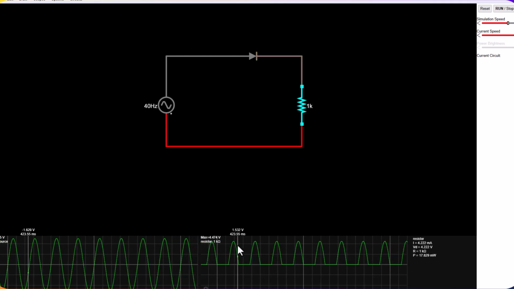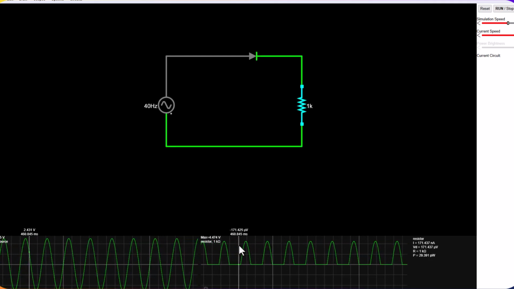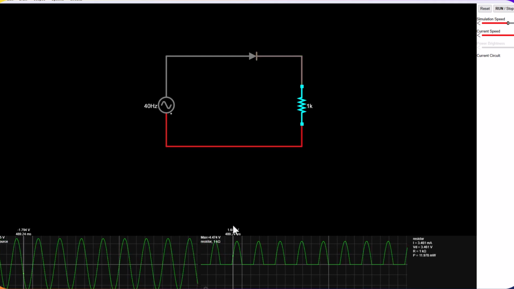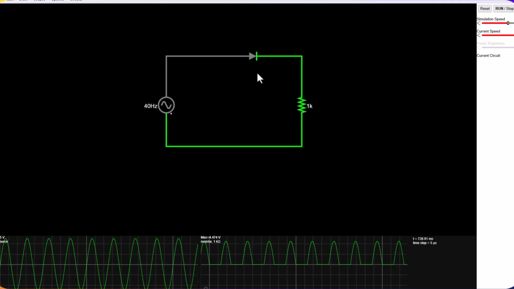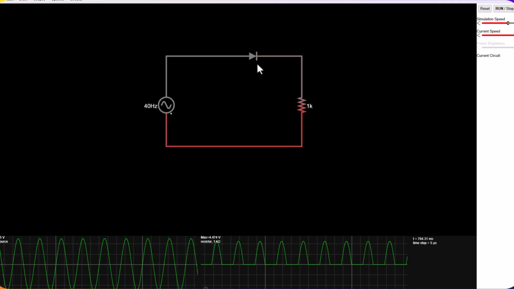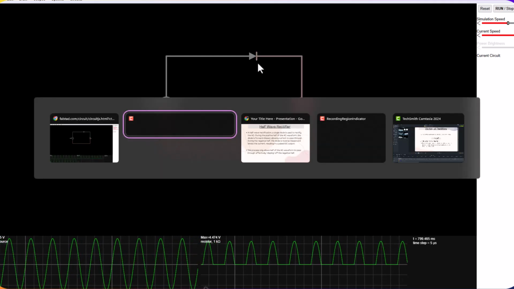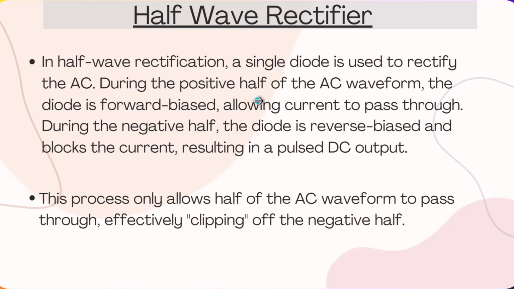And there is also some decrease in the size of the waveform. This happens due to the potential barrier which is there in the diode. So let's jump back to the PPT.